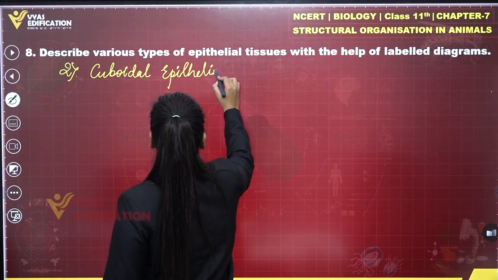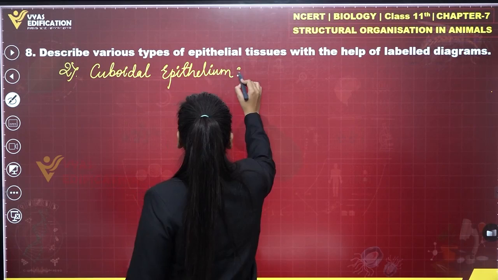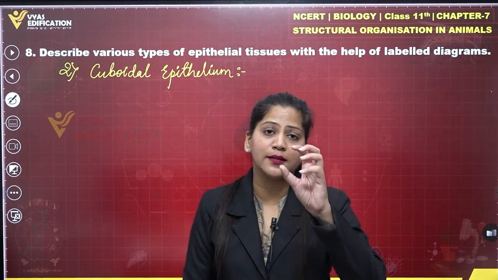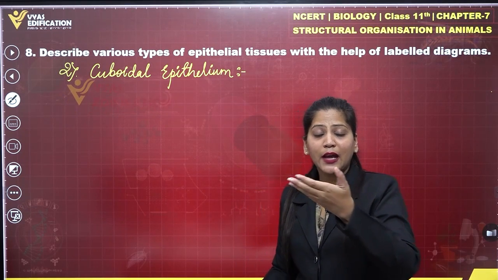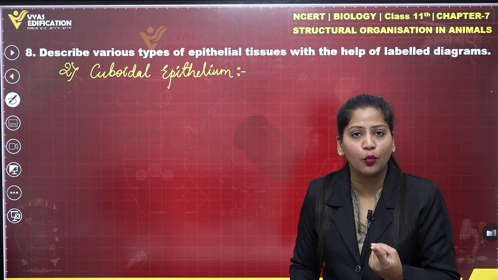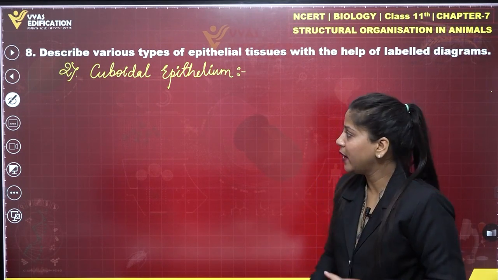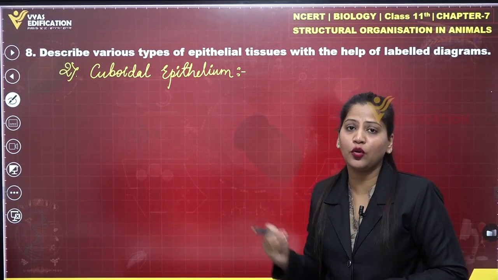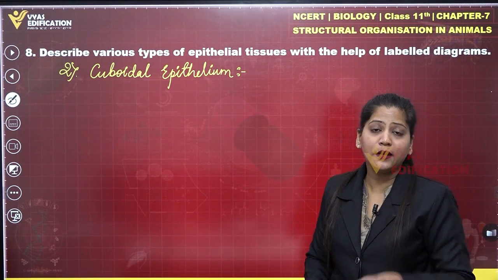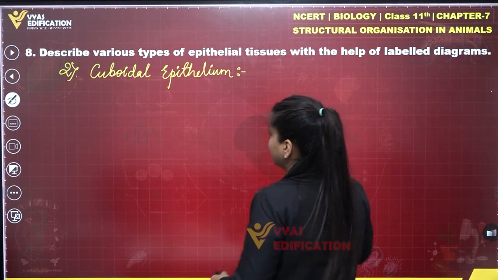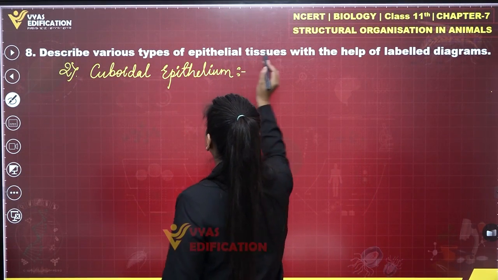Cuboidal epithelium. Now, as we know that in the simple epithelium there was a single layer of cells attached to the basement membrane. There is no basement membrane you will find in the cuboidal epithelial tissue, right? So there is no basement membrane in the cuboidal epithelium tissue, and there are many layers of cells forming cuboidal epithelium.